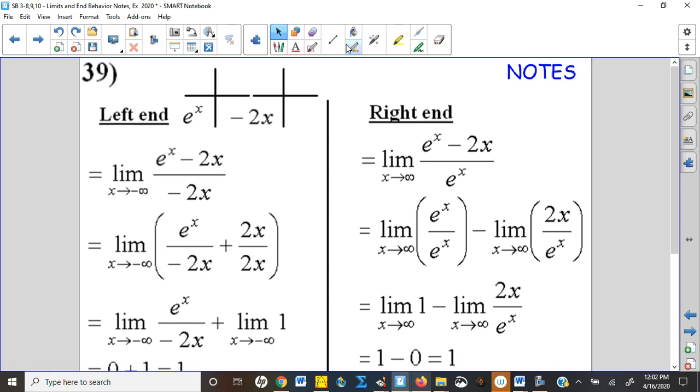So we know what negative 2x looks like. That's just a line, right? That's just a line that kind of looks like that.